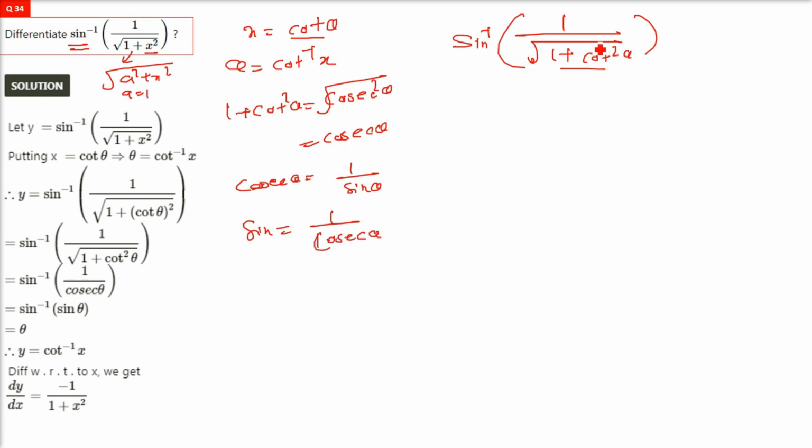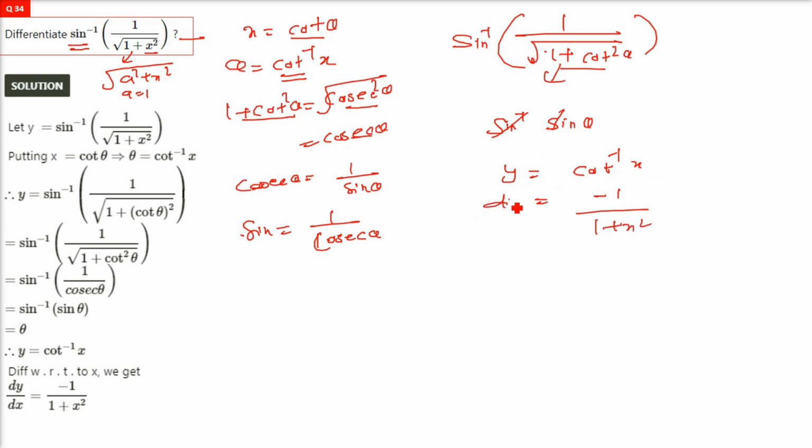So finally, the inside thing, which is 1 by under root 1 plus cot square theta. Under root 1 plus cot square theta is under root cosec square theta, which is going to be equal to cosec theta, and cosec theta is 1 by sine theta. So sine theta will go up. So finally we will get sine theta inside. Now there is no substitution, so you can just cancel these two out. So finally you have to differentiate theta. What is theta? Theta is cot inverse x. And the derivative of cot inverse x is minus 1 by 1 plus x square. This is dy by dx. Okay.